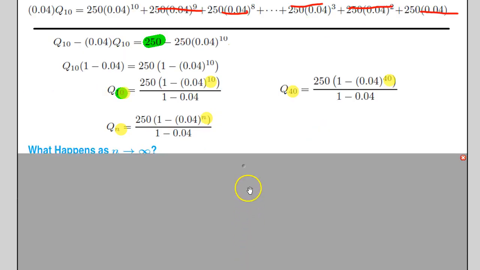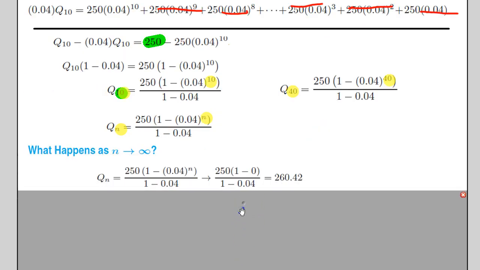Now the question is, what happens as n goes to infinity in this problem? We pretty much are confident it's going to be 260 point something. To figure it out, if we take a look at this, we can say, well, the only n term that's affecting it is this term right here. So what happens when this n goes to infinity? Well, because this value here, 0.04, is between 0 and 1, then that means that as I raise this to the infinity power, this value is going to go to 0. So for n closer to infinity, this value is going to look like this, which is 260.42.